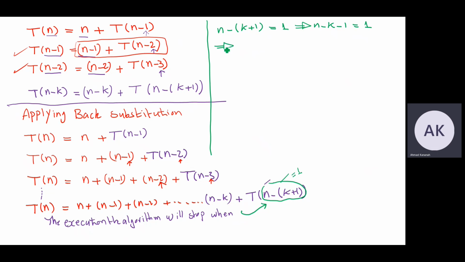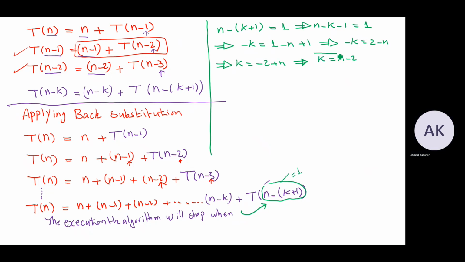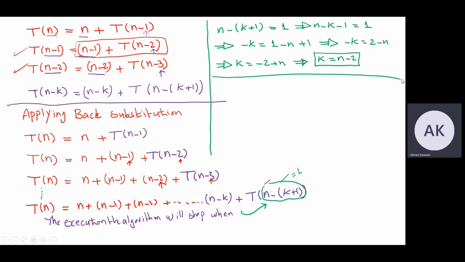Now minus k, keep it on the left side, equals 1 minus n plus 1. So minus k equals 2 minus n. Multiply by minus, so k equals minus 2 plus n. Rearrange the right side, so k equals n minus 2. Okay.